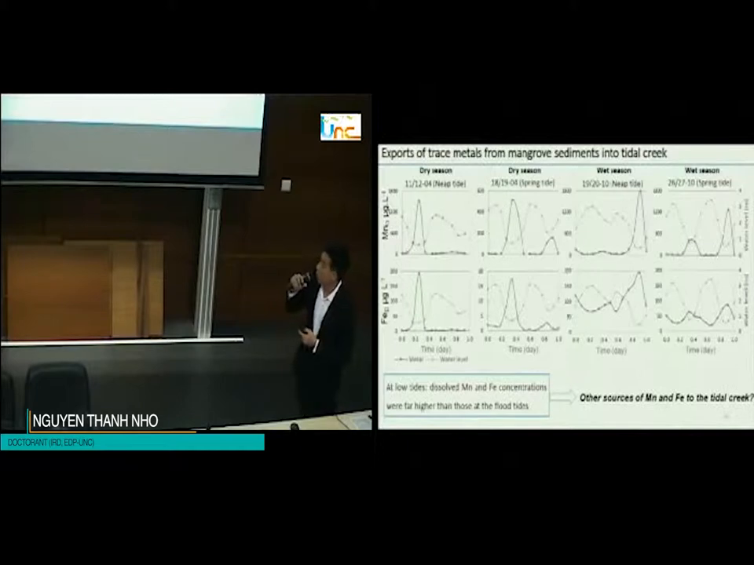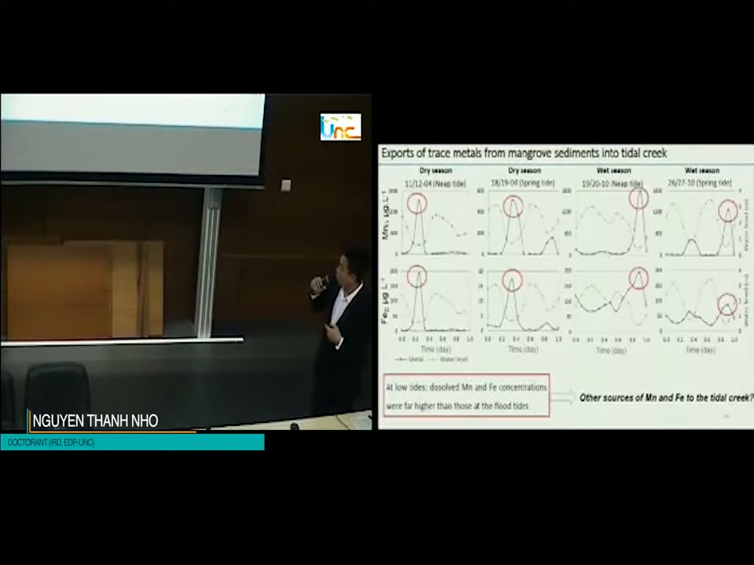For the main results, dissolved manganese and dissolved iron concentrations at low tide during neap and spring tidal cycles during the dry and wet seasons were far higher than those measured at high tide, and were also higher than those measured in the Can Gio mangrove estuary. Therefore, the contribution of other sources of manganese and iron to the tidal creek was suggested.